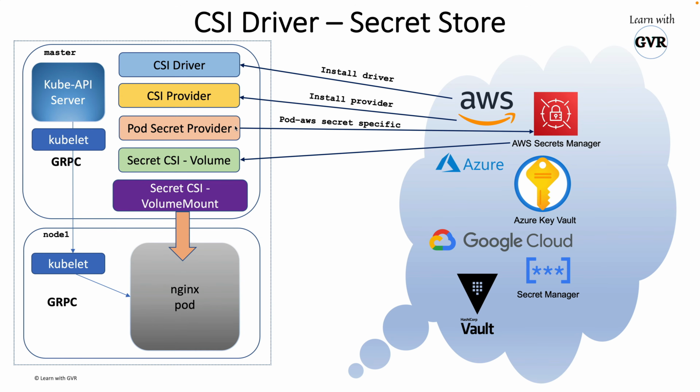So for the demo, I will take one Kubernetes cluster and I will run an Nginx pod, and that pod is going to use the AWS Secrets Manager secret in the pod as a volume mount. For that I am going to perform all these steps. And I am going to use the AWS CSI driver. You can use Azure or Google Cloud, any other.